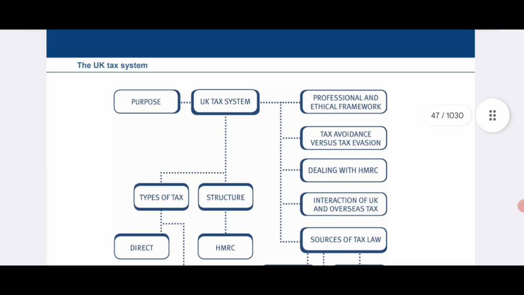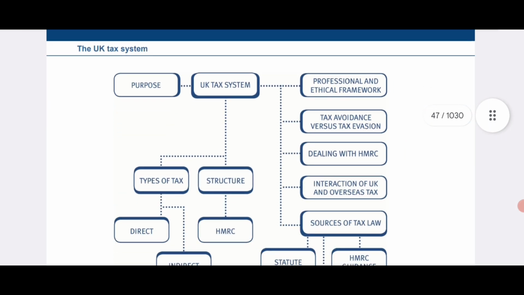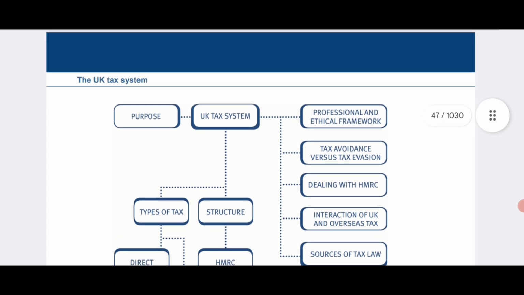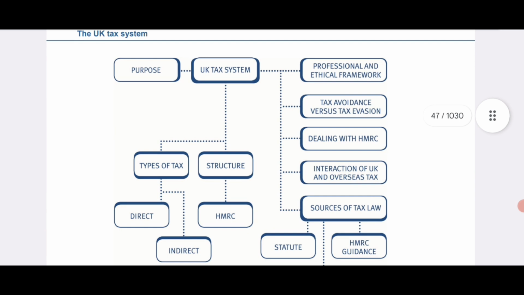This is the complete diagram of this chapter, how it is going on. So the purpose of the UK taxation system: what is the purpose? Under the UK taxation system there is a tax structure, direct taxes or indirect taxes, what HMRC is involved in, and how the professional ethics framework is followed. This paper is very important as a basic foundation of chartered accountancy, because you are a future chartered accountant, and the professional ethical framework is very important for ACCA.